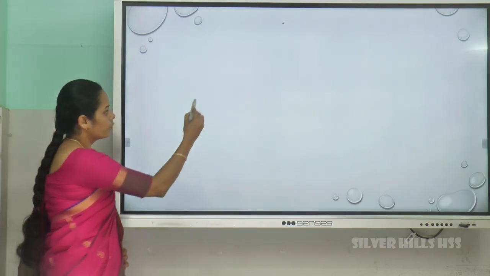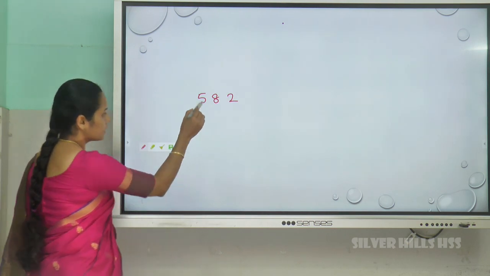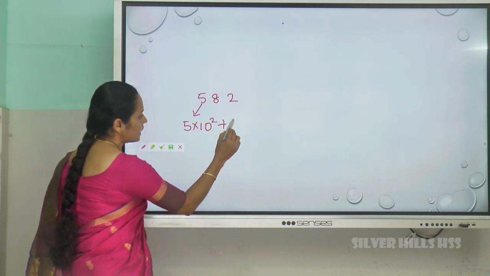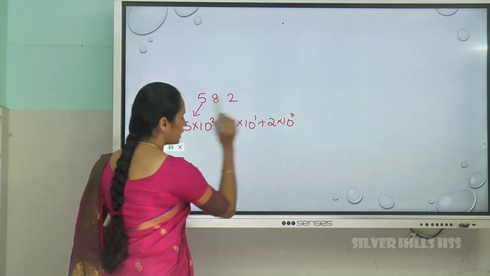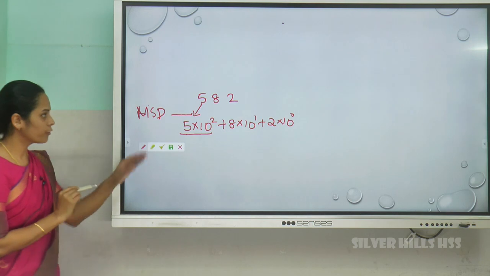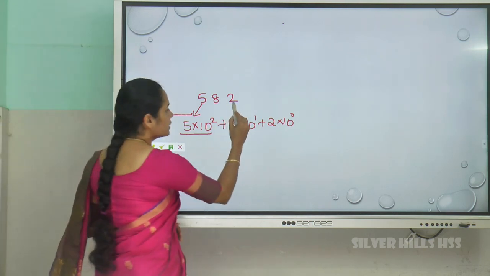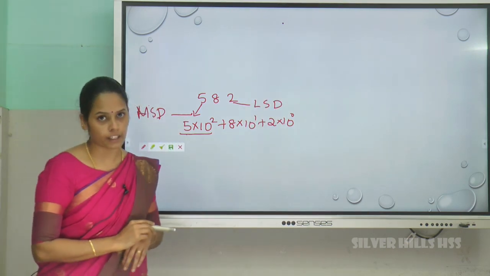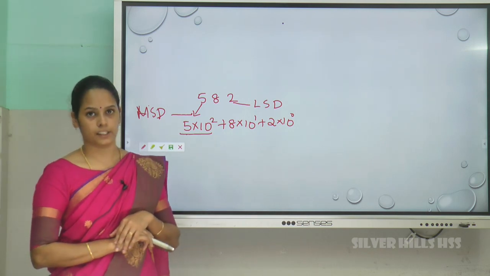Let's take a number 582. We can represent this as 5 into 10 raised to 2 plus 8 into 10 raised to 1 plus 2 into 10 raised to 0. So this is having the highest weight, and we can say this 5 is the MSD, most significant digit, and 2 is the LSD, that is least significant digit. That's about the decimal number system.